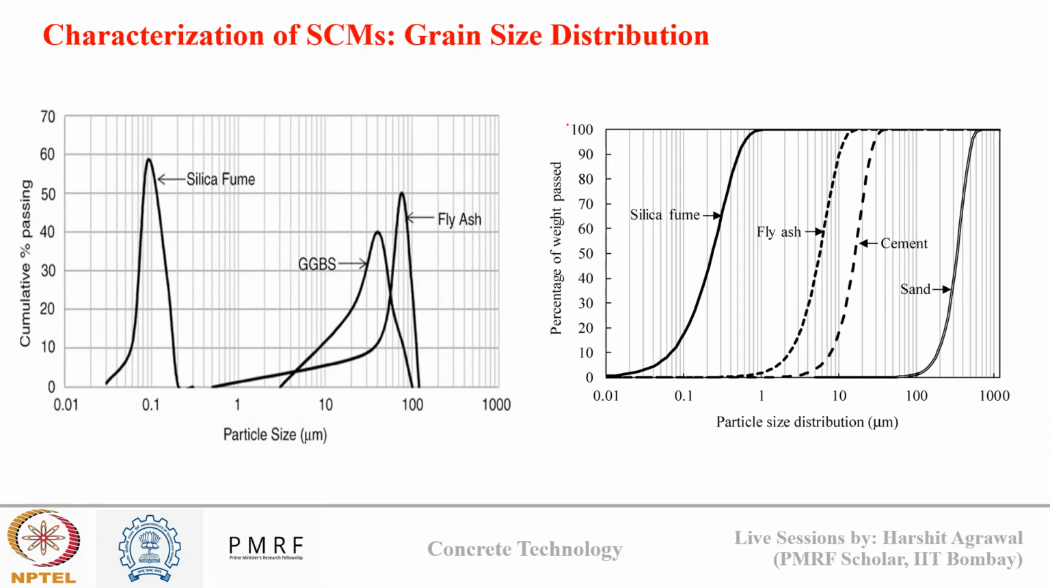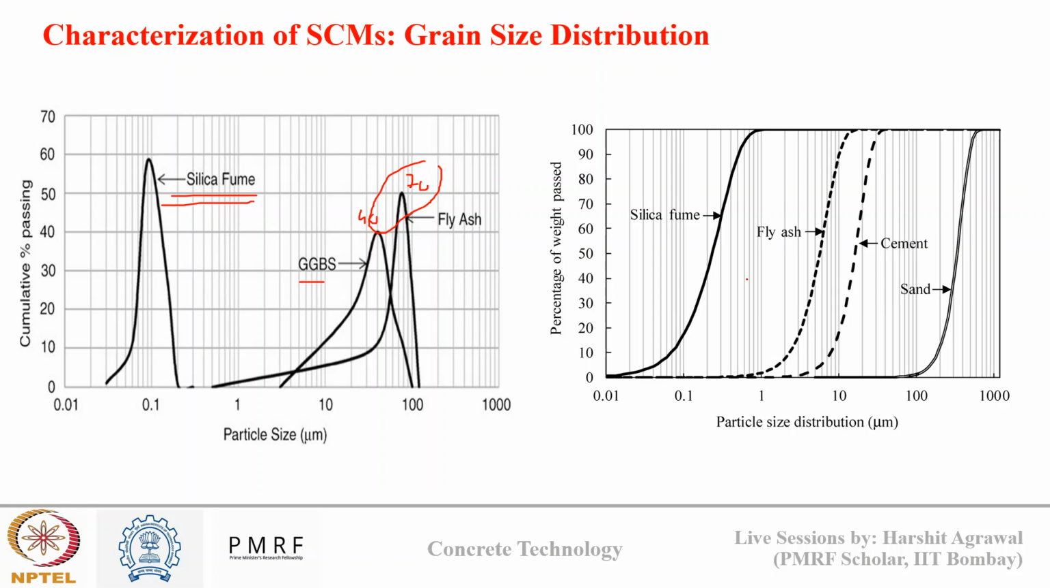After size, we have grain size distribution. From the first figure, you can see the mean particle size of different SCMs. Silica fume has a mean particle size of around 0.1 micrometer, whereas blast furnace slag and fly ash have a mean particle size of around 40 micrometers and 70 micrometers respectively, and these values are somewhat close to the range of OPC, while silica fume is comparatively finer than other SCMs and OPC.